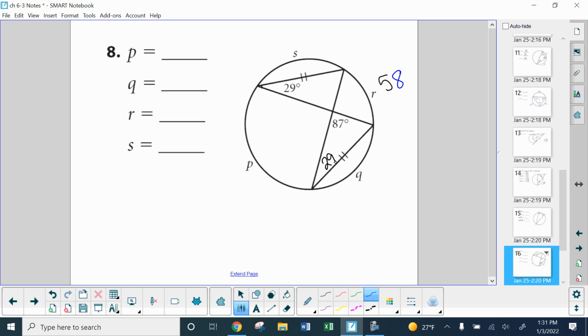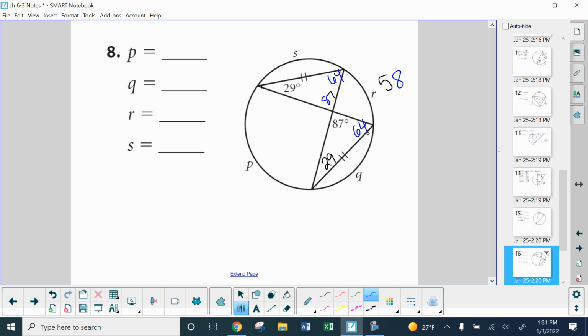Okay, now I have vertical angles here in the middle, 87 and 87. So now I can use either triangle and find the missing angle of my triangle, right? Okay, so that's going to be, I believe, 64 and 64. So 180 minus 29 minus 87 gives me 64.